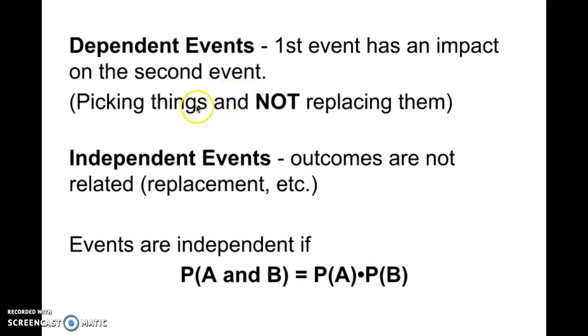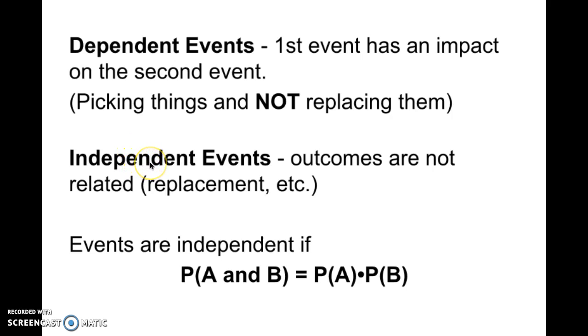Examples of this would be pulling marbles out of a bag and not replacing them, so that when you do the experiment the second time, you have a higher or lower probability of getting the same result. So those are dependent events.